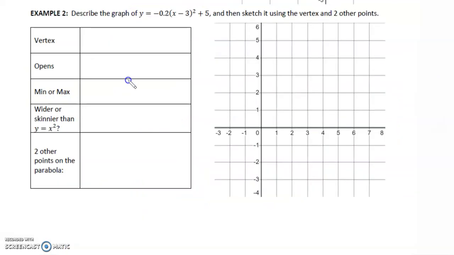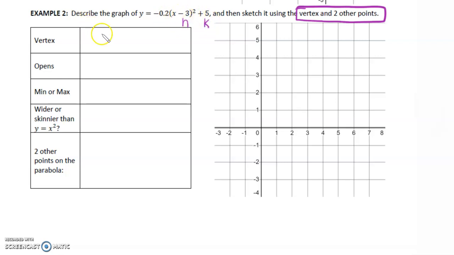Okay, example 2. Describe the graph y = −0.2(x − 3)² + 5, and then sketch it using the vertex and 2 other points. So this one's going to be a little bit different because we're going to do vertex and 2 other points. So vertex. In this equation, we can identify the vertex, which is (h, k).